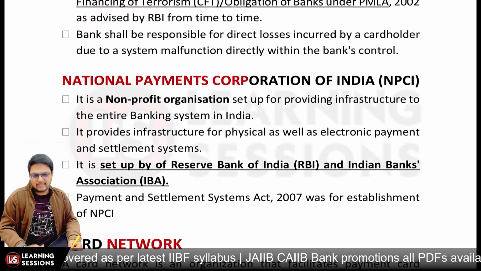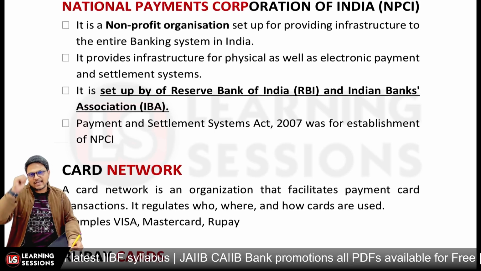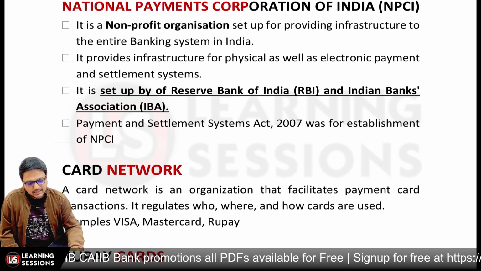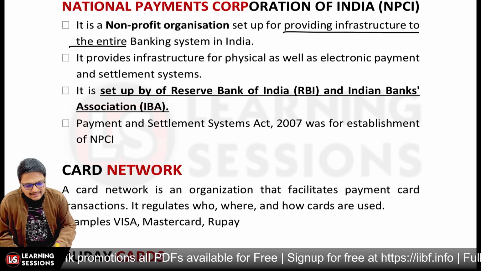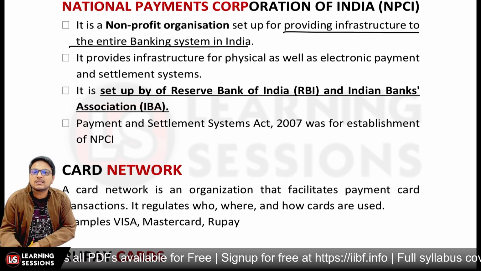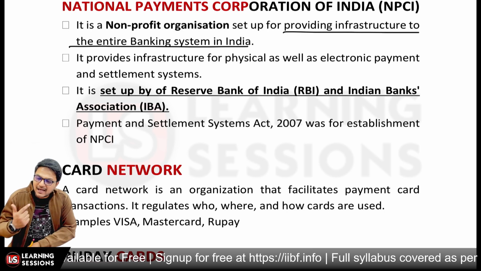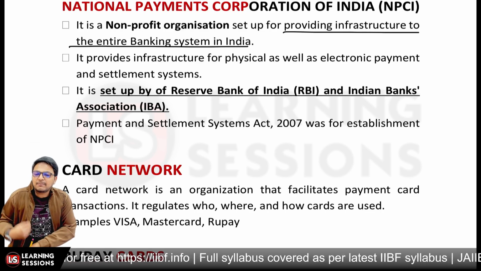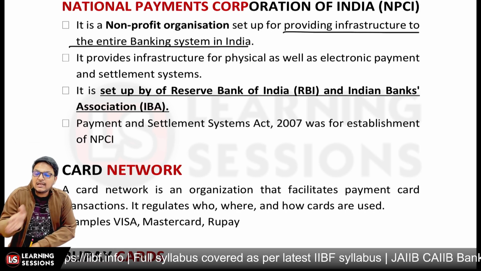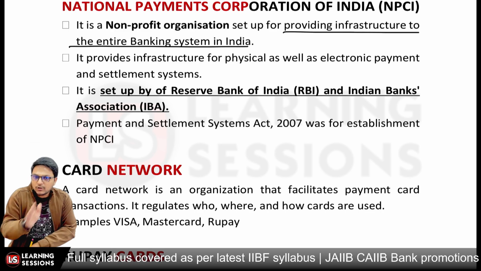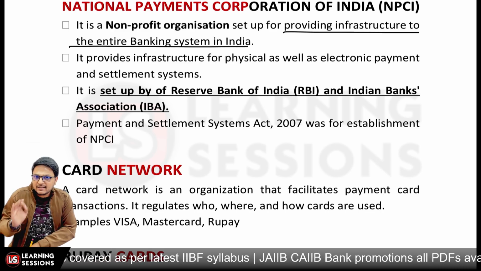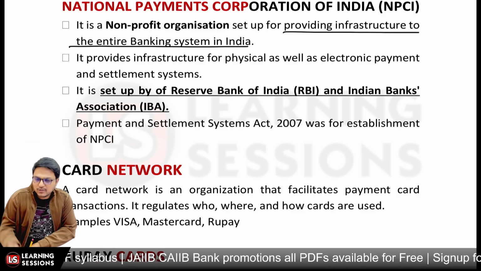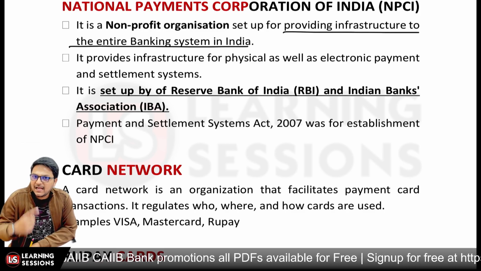Further, it's related to NPCI. NPCI is the National Payments Corporation of India, an NPO, that is a non-profit organization, and it provides the infrastructure for the entire banking system in India. Who is actually the Karta Dharta of NPCI? RBI and IBA, that is the Reserve Bank of India and the Indian Banks Association, are the two parties which set up NPCI. It is the backbone of the total electronic payment and settlement system in India, the main infrastructure. And the PSS Act 2007, the Payment and Settlement Systems Act 2007, was established for NPCI only, right?